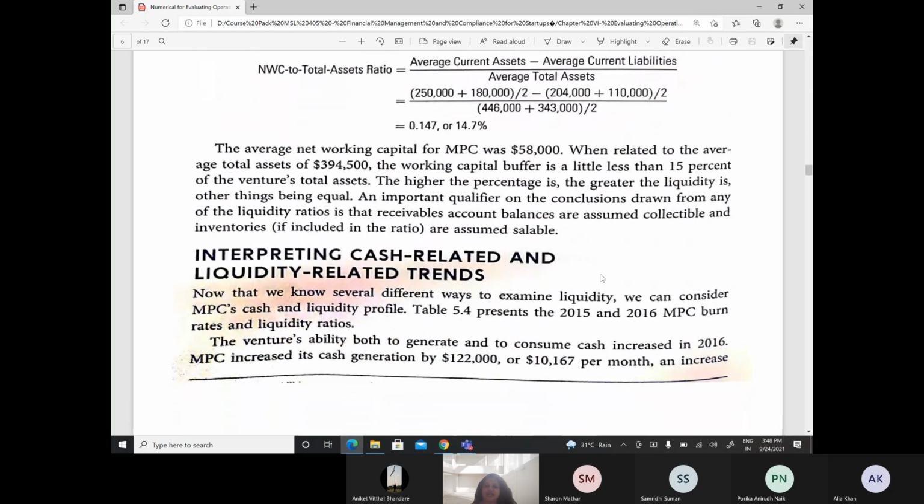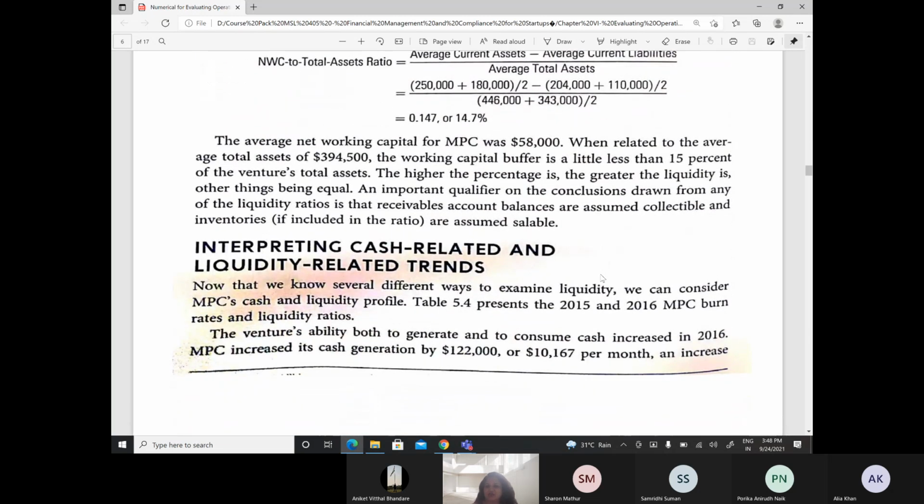The average net working capital for MPC was $58,000 when related to the average total assets of $394,500. The working capital buffer is a little less than 15% of the venture's total assets. The higher the percentages, the greater is the liquidity, other things being equal.